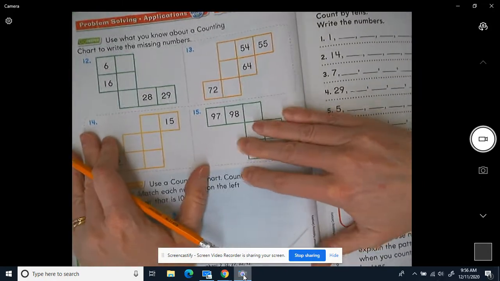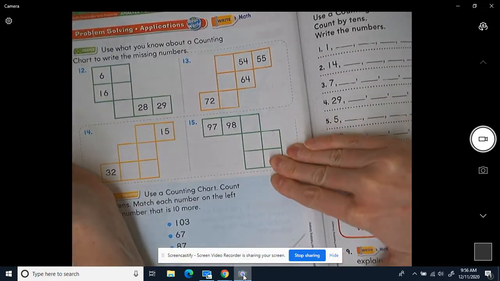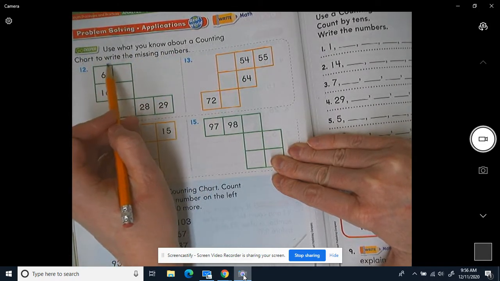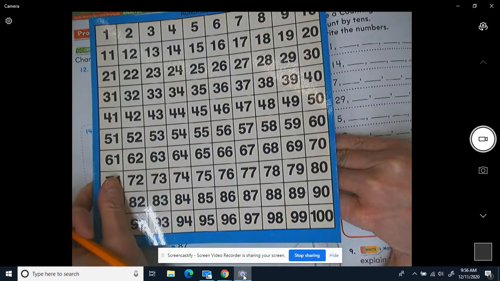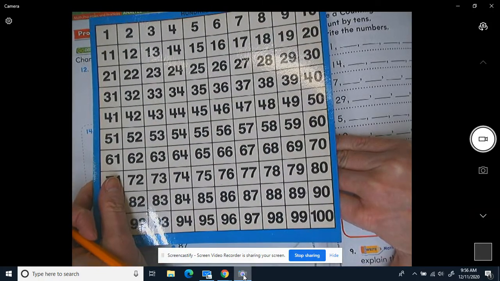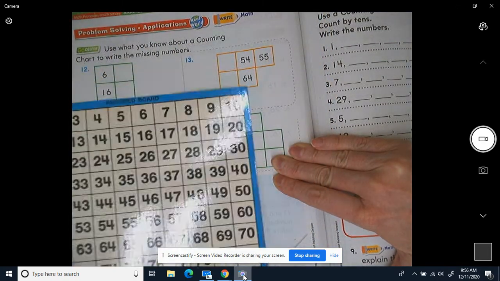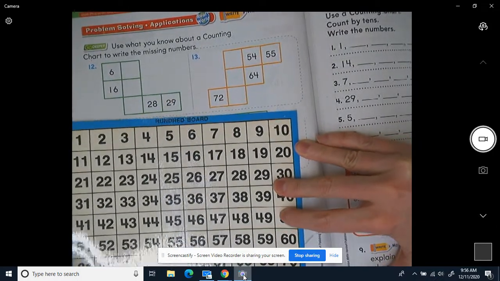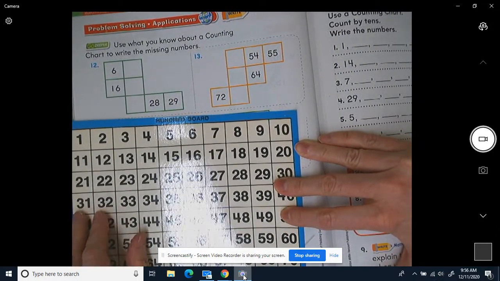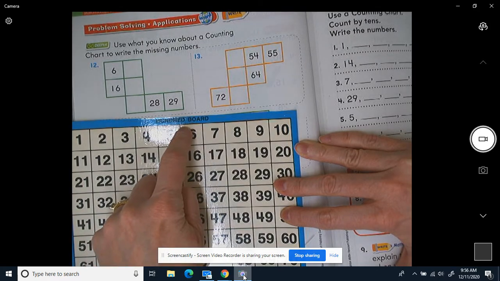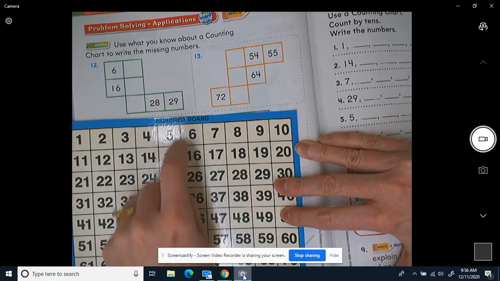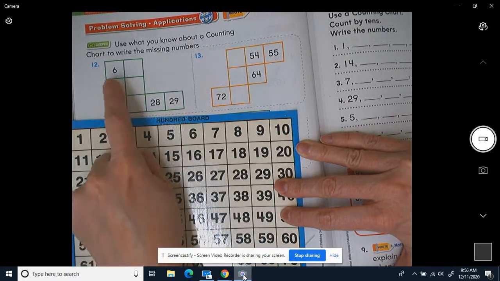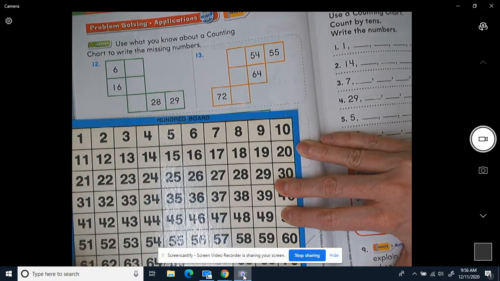So I kind of like these puzzles, so I wanted to make sure we had a chance to do them. Go deeper. Use what you know about a counting chart to write the missing numbers. So they're talking about a counting chart, which I call a 100 grid. So if we do this first one, we'll actually look at the grid for this one, okay? It's like somebody took some scissors and they just started going chop, chop, chop, chop, chop, chop, and they cut part of the 100 grid out, and we need to figure out what numbers go in the blanks here.